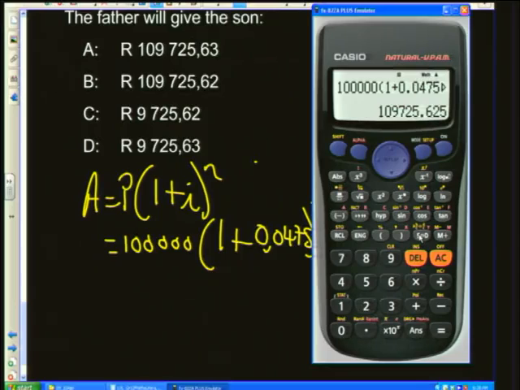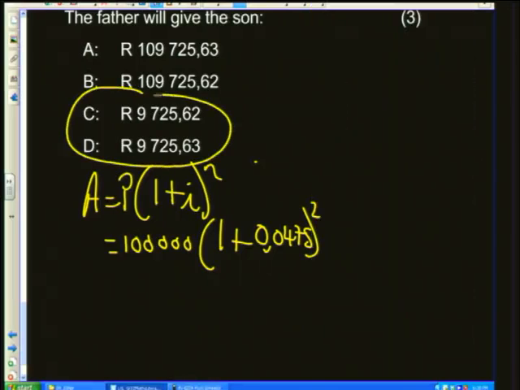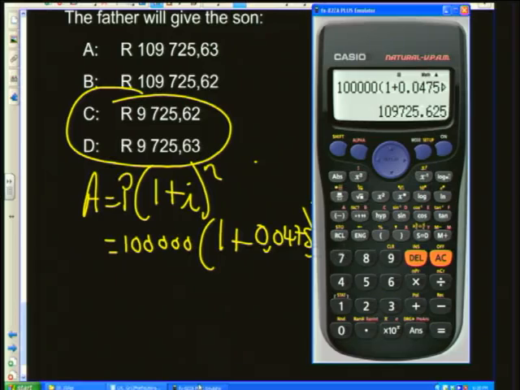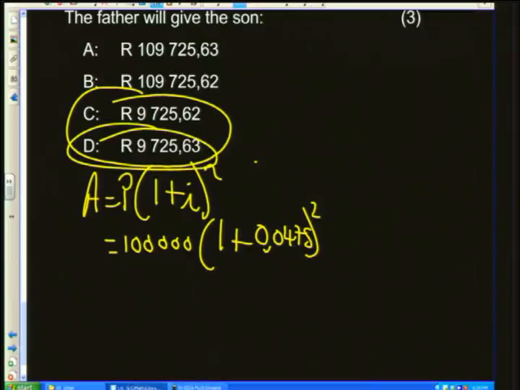109,725 and now look what this examiner's done. That's ugly, isn't it? Which one is it going to be, chaps? 62 cents or 63 cents? 63 cents. Absolutely. Why? Because it's money, you always keep it to 2 decimal places and you round it. The 5 means we're going to round up. 63. Okay. So the answer is D.